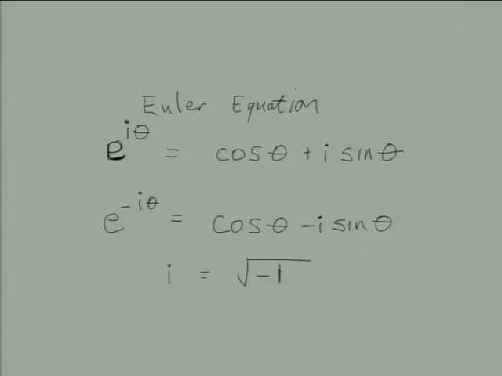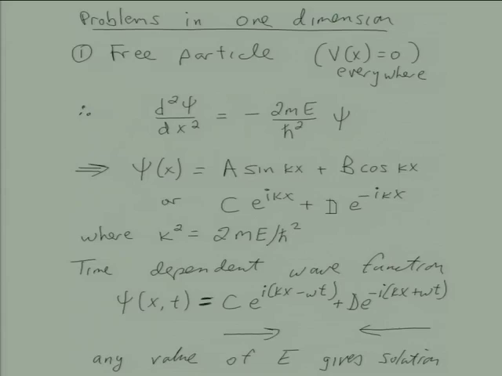And just to remind you, which again, everyone has seen, e to the I theta is cosine theta plus I sine theta, and e to the minus I theta is cosine theta minus I sine theta. Everybody's seen that before? Okay. And I is this funny square root of minus 1.